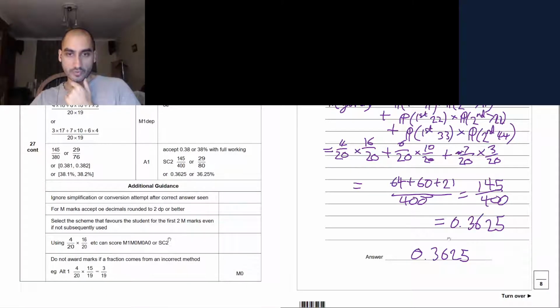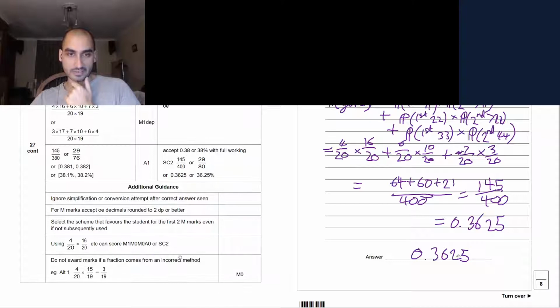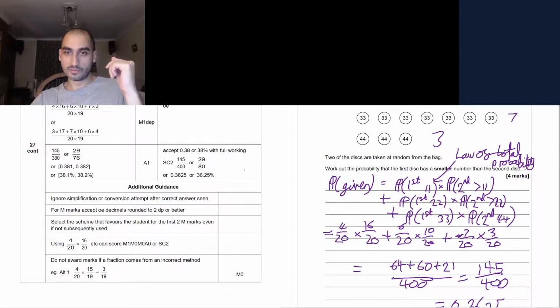I think it would be correct to say I fell into SC2 here. So I would give myself 2 marks. I think what they're saying is you have to look at each M and A and see if they hit that. It's really confusing though. But whatever. They said SC2, so I'm taking it. SC2. So I lost 2 marks there.